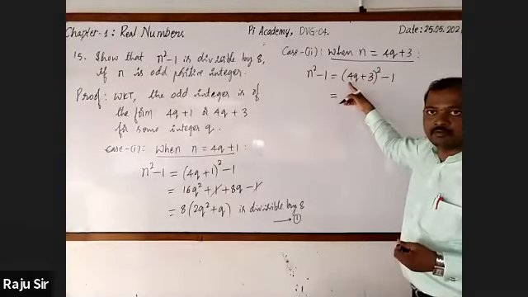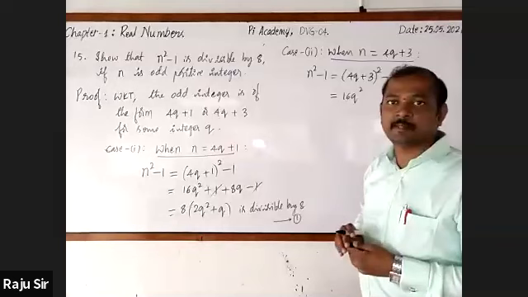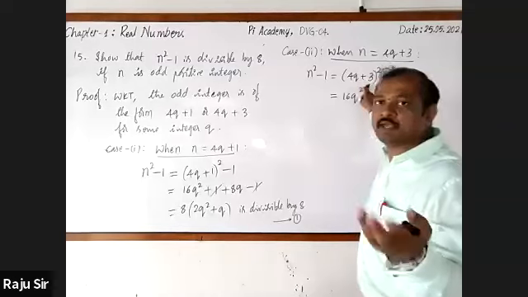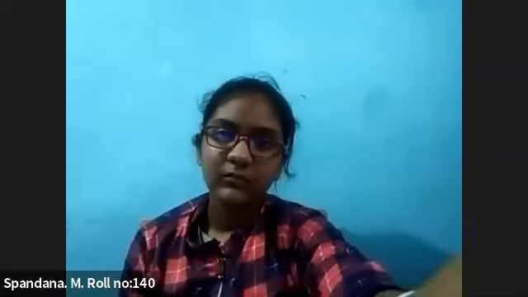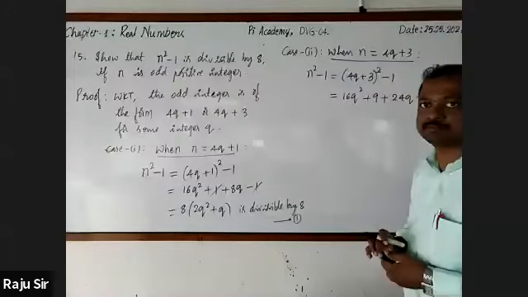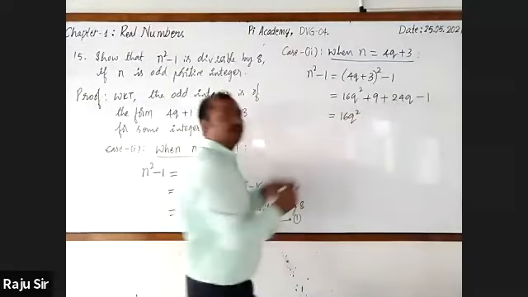a square is (4q) whole square, which is 16q square, plus b square, 3 square, that is 9, plus 2ab, 2 into 4q into 3, that is 24q, minus 1 as it is. Sir, 9 we should write as 8 plus 1. You are right, but here we can simplify that.